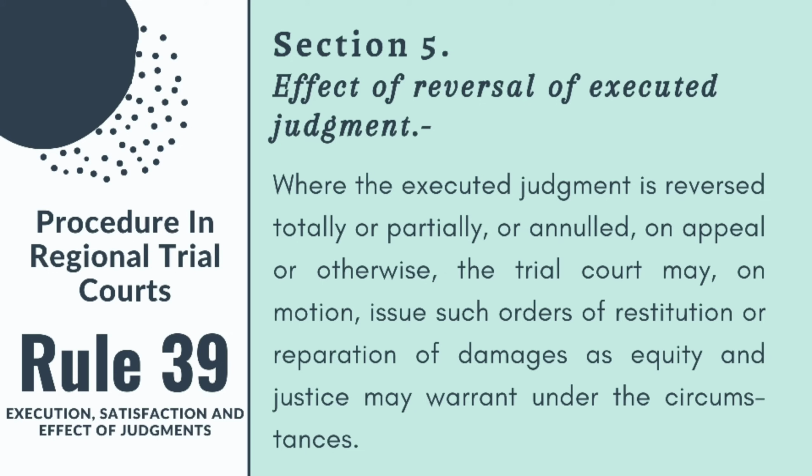Section 5. Effect of reversal of executed judgment. Where the executed judgment is reversed totally or partially, or annulled, on appeal or otherwise, the trial court may, on motion, issue such orders of restitution or reparation of damages, as equity and justice may warrant under the circumstances.